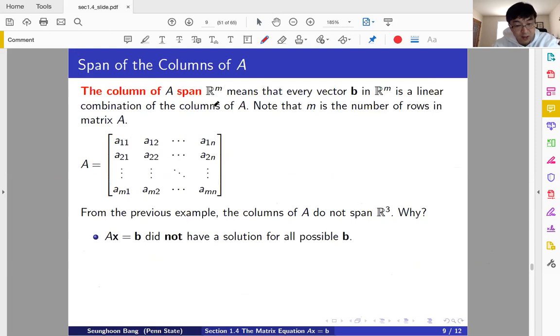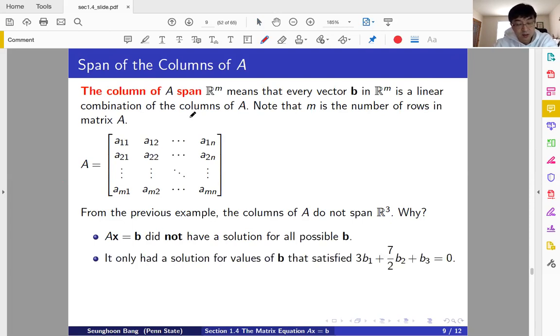Why? Ax equals b does not have a solution for all possible b. In the previous example, if 3b1 plus 7/2 b2 plus b3 is not equal to 0, we don't have a solution. We only have a solution for values of b that satisfy 3b1 plus 7/2 b2 plus b3 equal to 0.